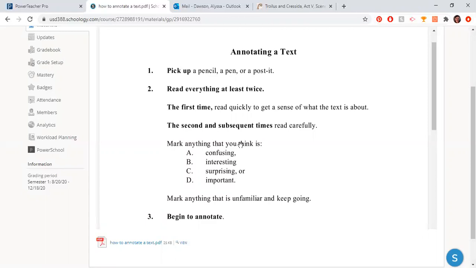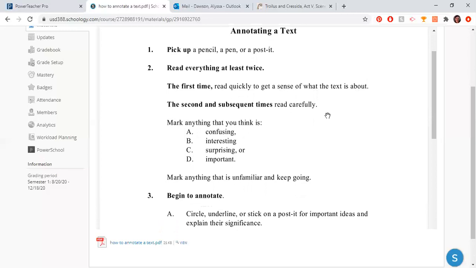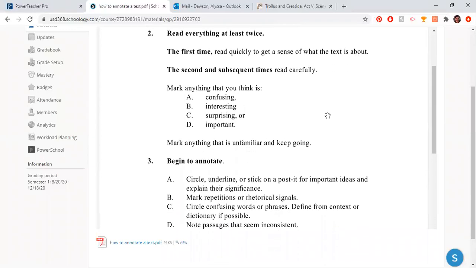Second thing, it says read at least everything twice. I'm going to put a caveat on that. If it is longer than 2 pages and you're given a class period, I suggest skim once, read once. But in general, read twice. It says right here, the first time read quickly to get a sense of what the text is about. The second and subsequent times you read carefully.